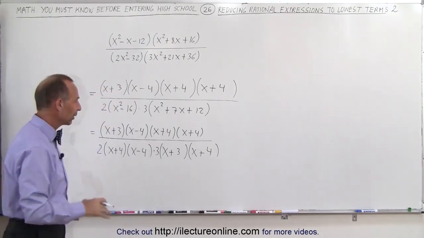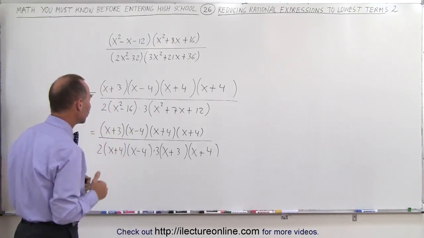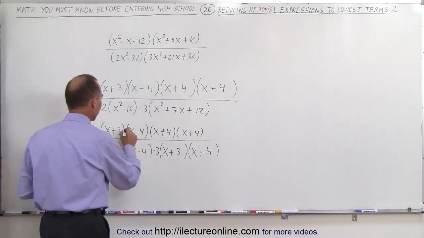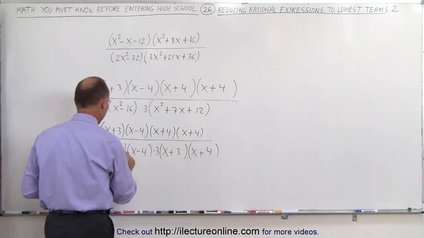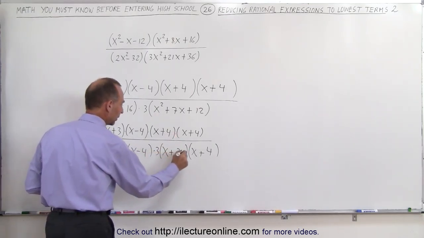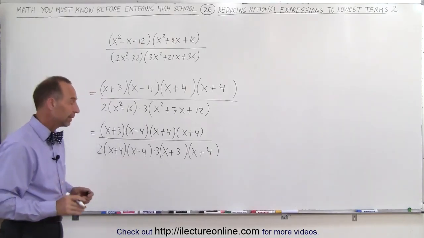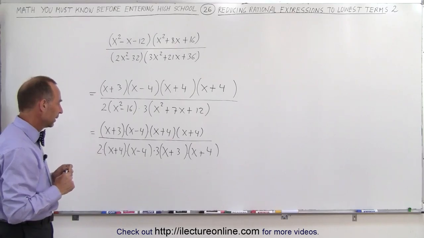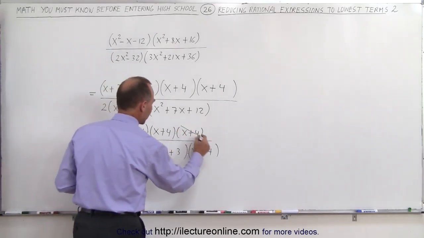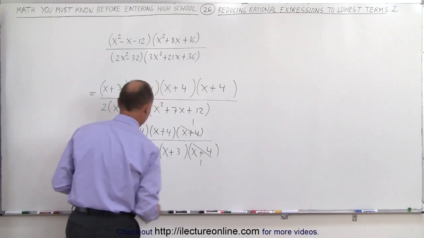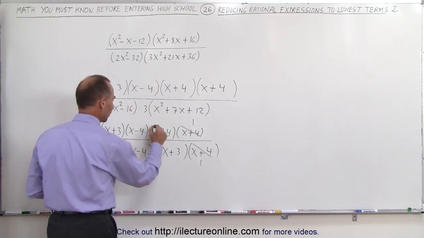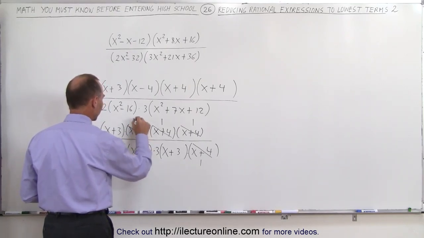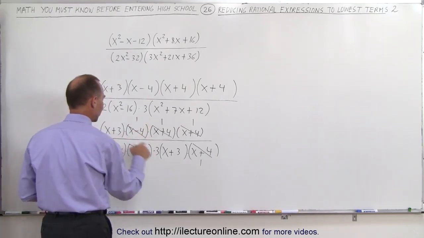Now the fun begins. What can I reduce by dividing both the top and the bottom by the same factor? Well, notice since everything is multiplied, I can go ahead and factor. If there was a plus here somewhere or a negative somewhere, then you have to be very careful. Well, first of all, we have an x plus 4 here and an x plus 4, so that cancels out. We have an x plus 4 and an x plus 4, this cancels out. We have an x minus 4 and x minus 4. This cancels out. And we have an x plus 3 and x plus 3.